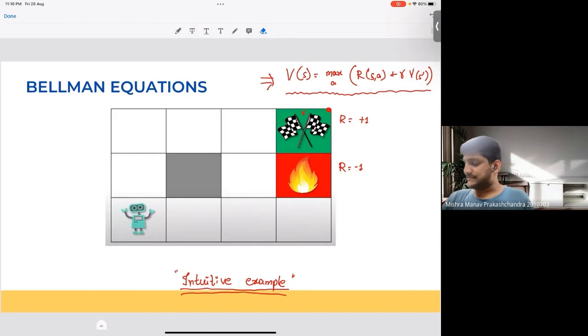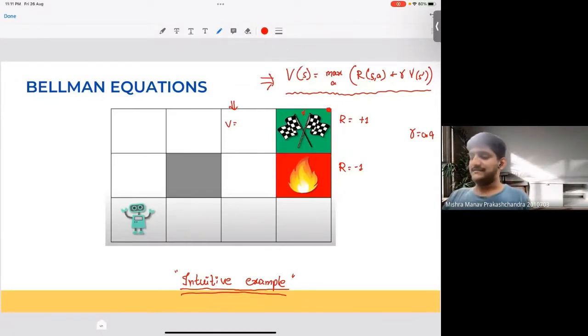If I follow this type of value update, this is how it's going to look. Assuming my gamma is 0.9 for this example, just a crude number for computation. Let's say I'm at this state. My value function is the max of this quantity, so I take the action which maximizes it. Clearly, if I take the action to the right, I get a reward of +1, which is the maximum value possible.